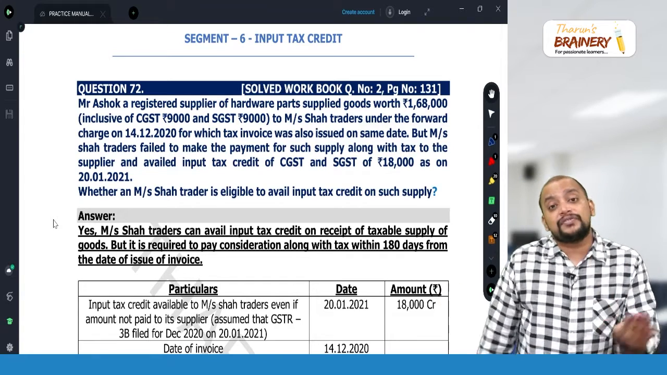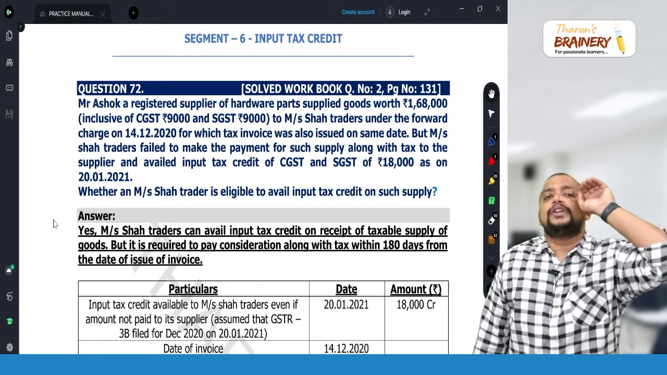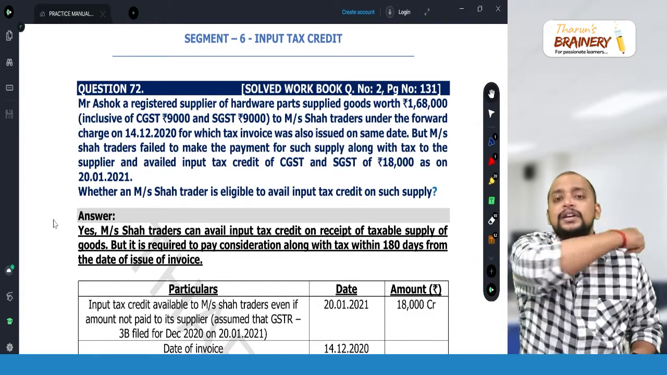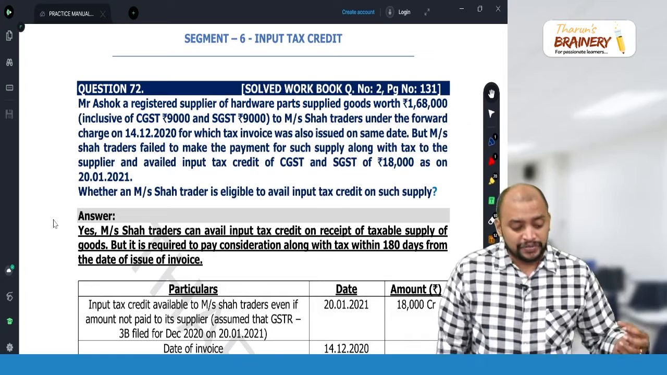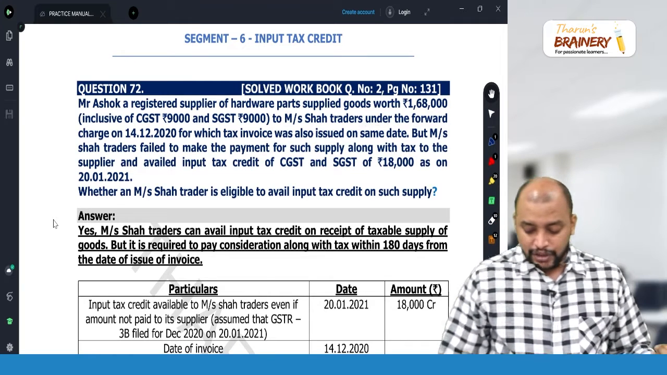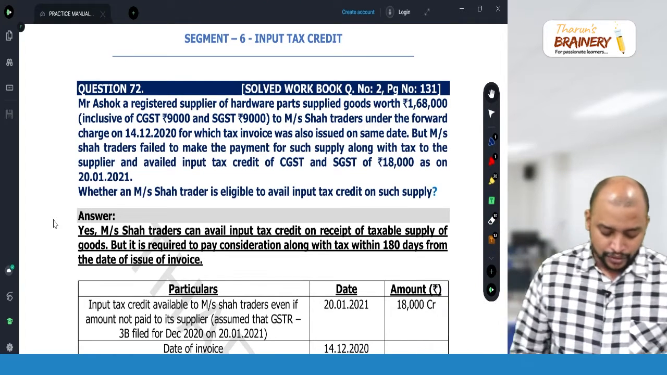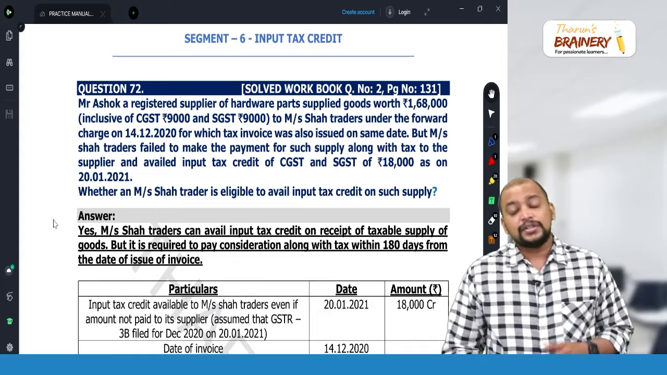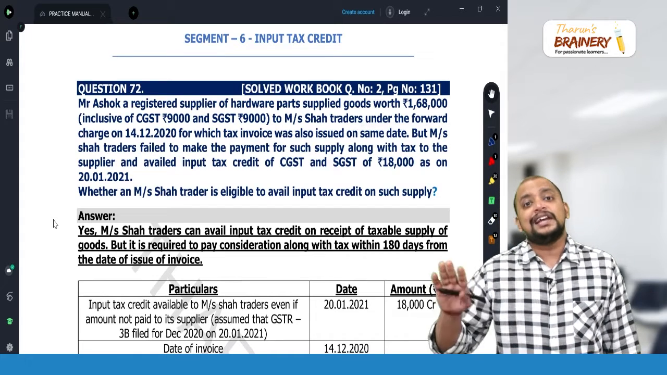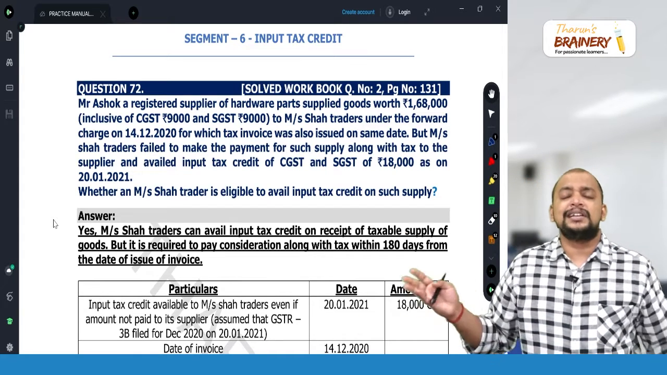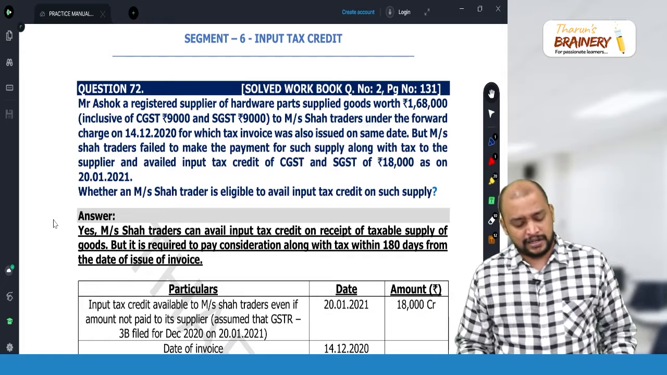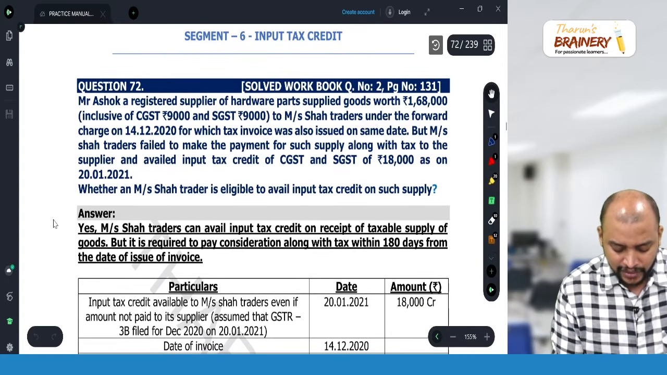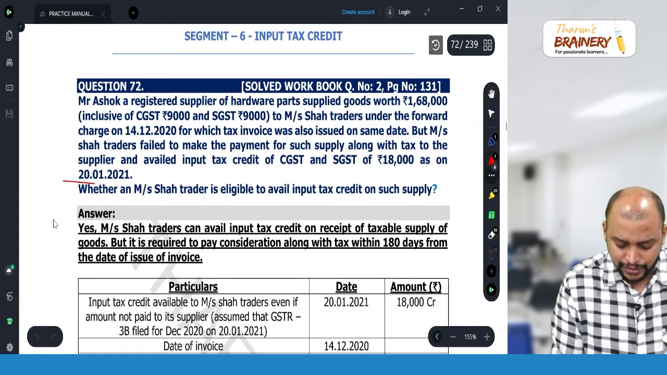Whenever you are filing GSTR 3B, you will mention the ITC in it. Now here in this question, what is the date of invoice? The date of invoice is 14/12/2020. So the ITC would have been availed in the next month, by the 20th. Generally the GSTR 3B due date is the 20th. Therefore they are taking credit on 20/1/2021.